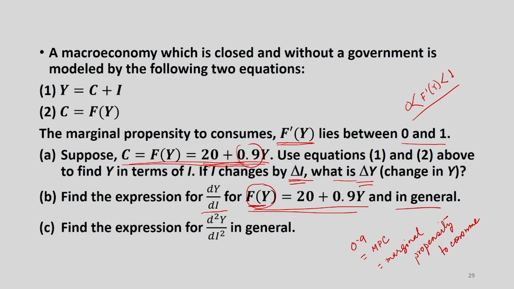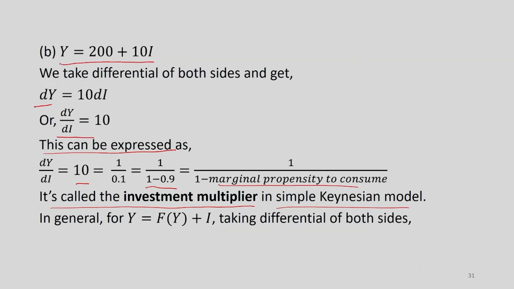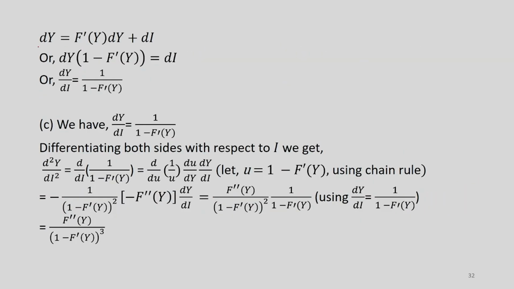But suppose I take a general consumption function f(y) instead of this linear form, then what do we get? This is what I get by taking the differential of both sides. dy is equal to f prime y dy plus di. Again I take all the dy terms to one side, so dy multiplied by 1 minus f prime y is equal to di, and in the next step I am going to get dy/di is equal to 1 divided by 1 minus f prime y.